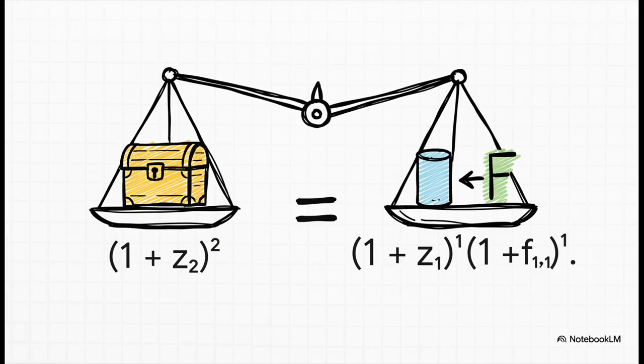See, in an efficient market, both of these paths have to give you the exact same return in the end. If they didn't, traders would just pile into whichever one was better, and all that money moving around would instantly push the rates back into balance. The 2 sides of this equation must be equal.